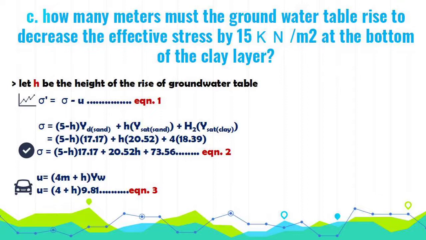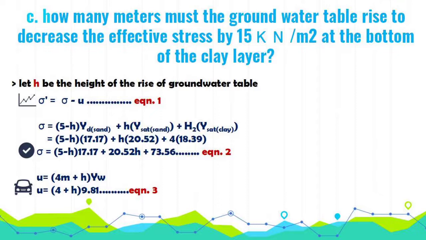Sigma is equal to the quantity of 5 minus h multiplied by the dry unit weight of sand plus h multiplied by the saturated unit weight of sand plus h sub 2 multiplied by the saturated unit weight of clay, and that will lead us to our second equation, which is sigma is equal to the quantity of 5 minus h multiplied by 17.17 plus 20.52h plus 73.56.